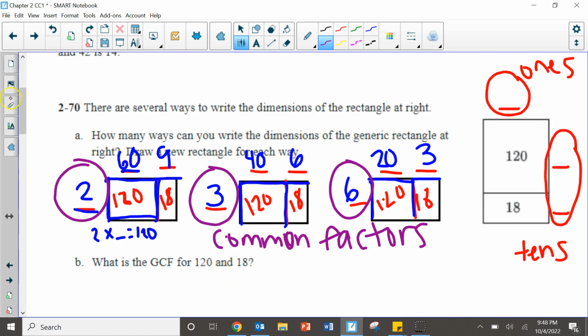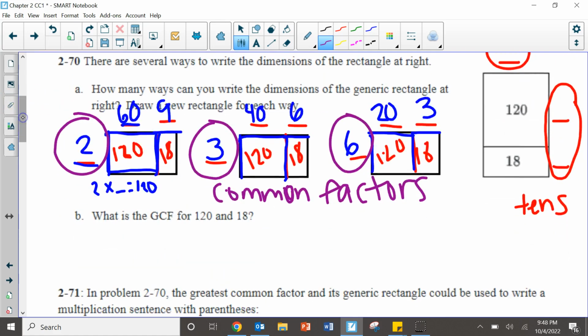So now that we found common ones, what's the greatest common factor, or the GCF, of 120 and 18? What was the biggest number that went into those two numbers? Hopefully you can see that that is 6. So out of the common factors, which one was the biggest? 6.